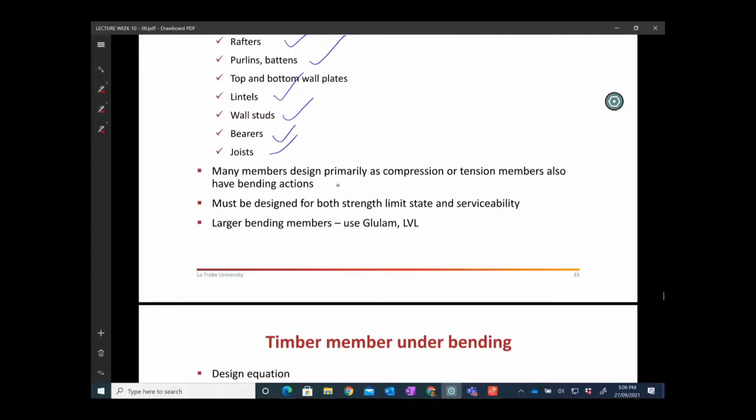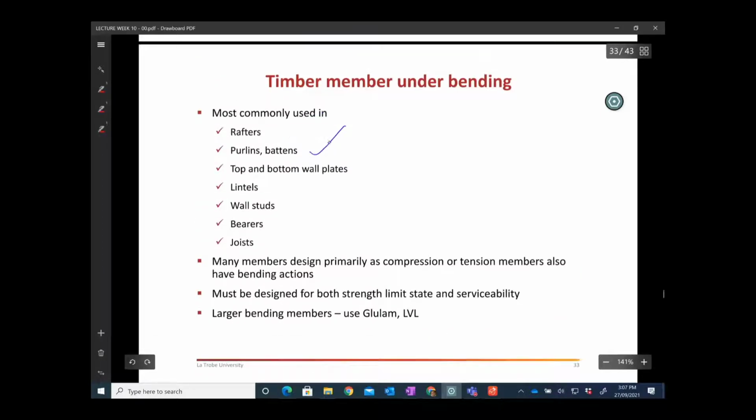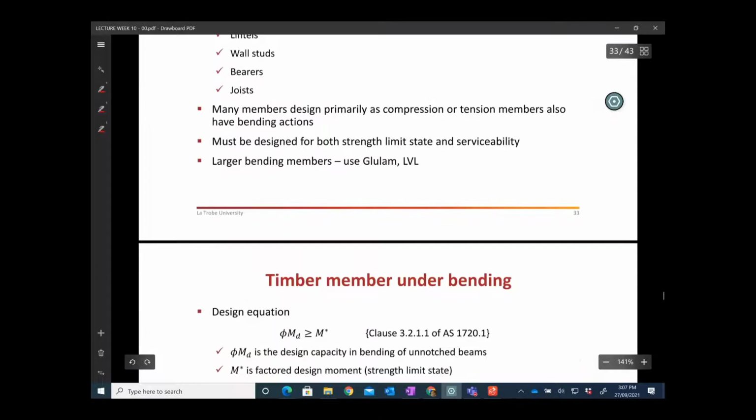Many members have primary compression and tension, but also have a bending action, so you need to design for it. We will talk about compression and tension next week, probably. We need to do the strength check and serviceability checks, and for larger bending moments you need glulam and LVL. Generally we have MGP grade and F grade, but in case your M star value is greater than your capacity, then you need to go to glulam and LVL grade. Australia has glulam and LVL grades available in the market, so if you don't have a set cross section and nothing works, you can use the glulam and LVL grades.